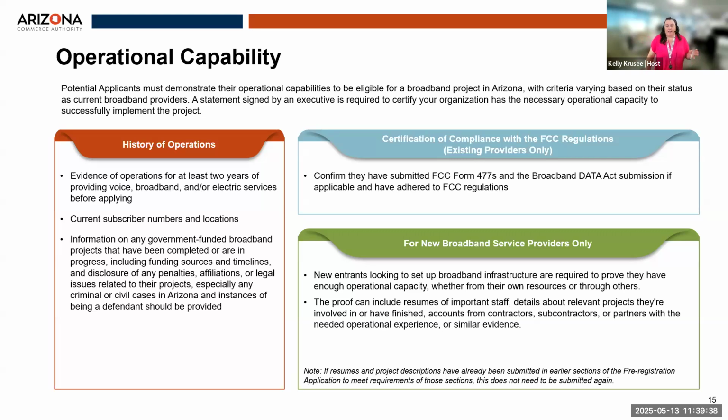So on the left side, we've got the history of the operations. This is for folks who have been operating for 2 or more years. And then that blue box for the certification of compliance with FCC regulations. This is for existing providers only. If you are a new provider, this box would not apply to you. And then that green box is for the new providers only. So again, we're looking for a demonstration that there is capacity to handle all of the operations that come in, for you to substantiate the infrastructure and sustain that infrastructure.